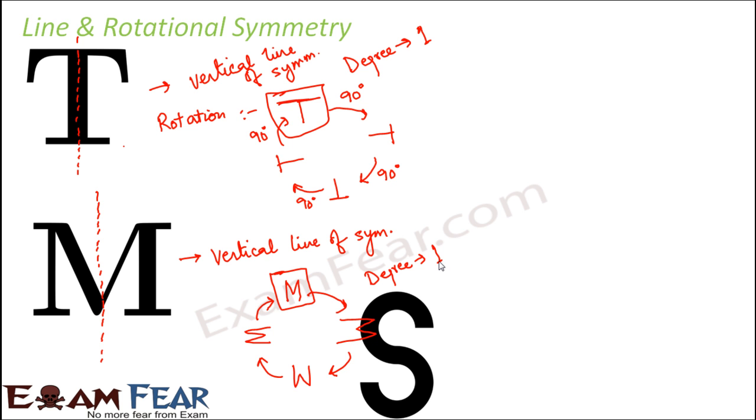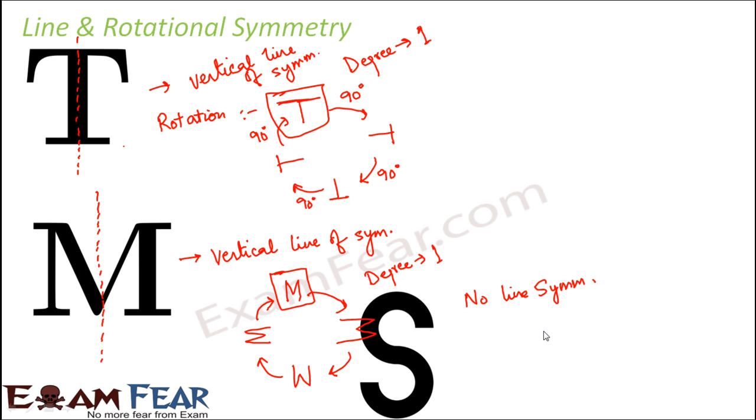Let us look at the alphabet S. If you talk about the line of symmetry, you see that there exists no line of symmetry. So line symmetry doesn't exist in S. You try drawing a line here or anywhere, you will never see it getting divided into two equal halves.